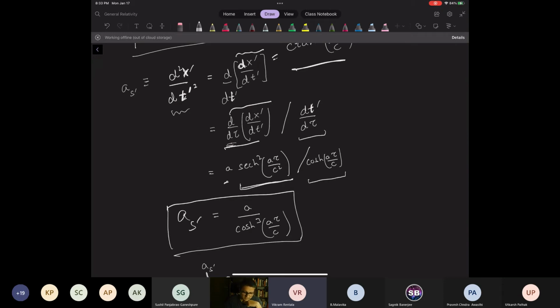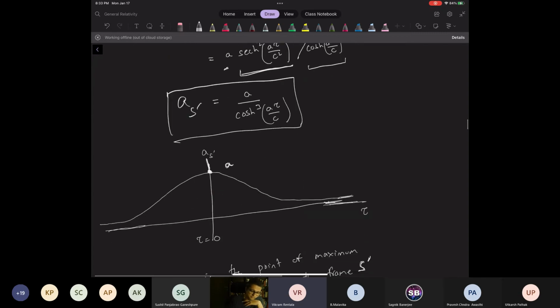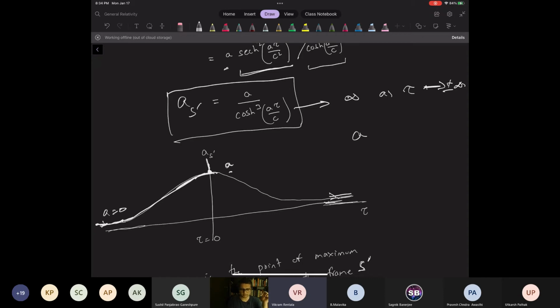So what does this look like? If you make a plot of this as a function of tau, this is what the acceleration looks like. At large tau, cosh cube goes to infinity as tau goes to plus or minus infinity, since cosh is symmetric in its argument. So at large tau, the acceleration goes to 0 in the frame S prime. At tau equal to 0, the cosh is 1 and the acceleration becomes a. So in the MCRF the acceleration was a, but in the frame S prime the acceleration starts off as 0, increases till it becomes a, and then decreases.